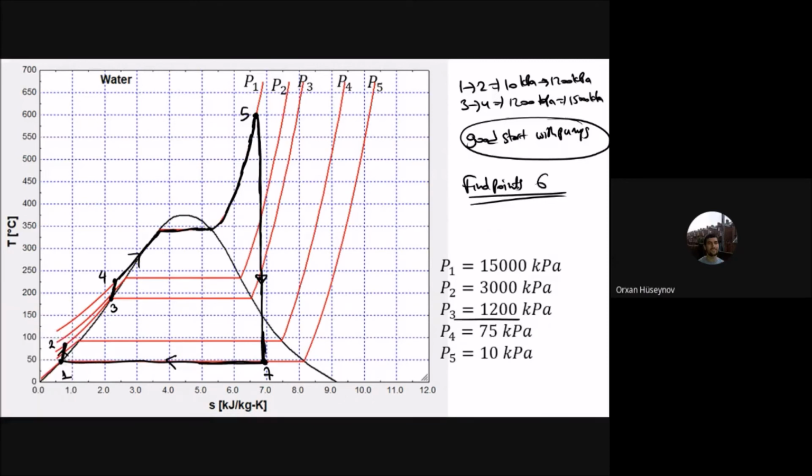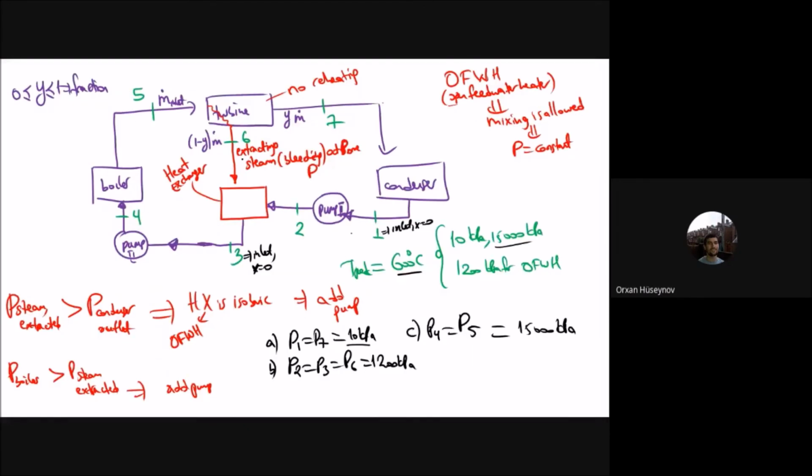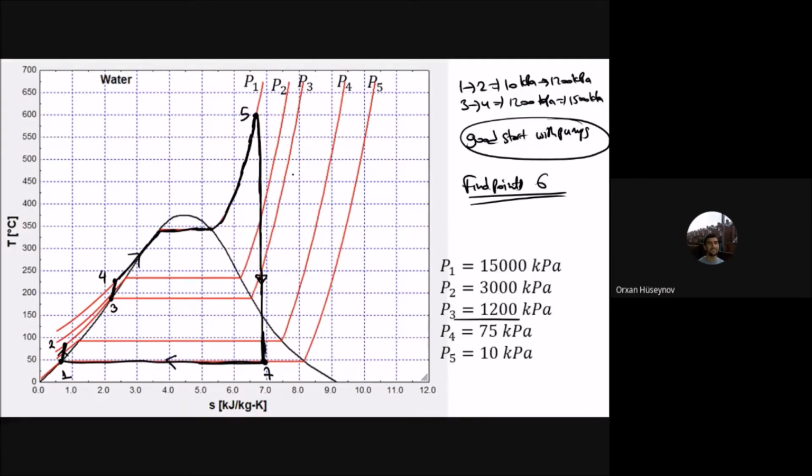So point 6. I know that point 6 is extracted to the open feed water heater here. This open feed water heater has a pressure of 1200 kilopascals. And it is also isentropic. 5 to 6 is also isentropic. So 5 to 6, it is isentropic because it is a turbine. And 5 to 7 is also isentropic. Okay, and therefore 6 will be on the 1.2 megapascal line, which is this one. So I should have that 6 here.